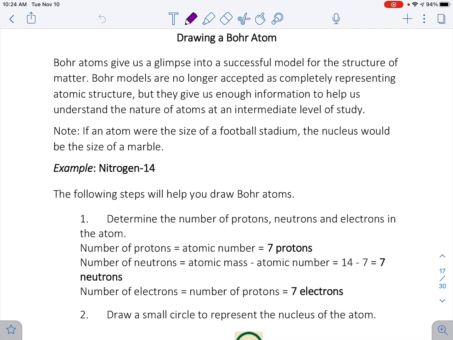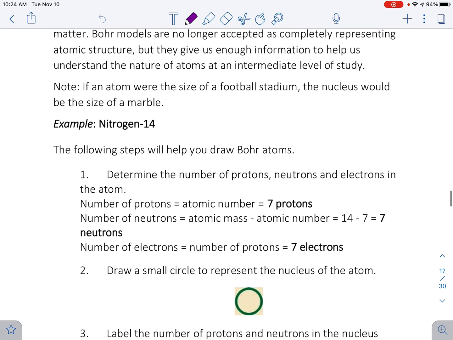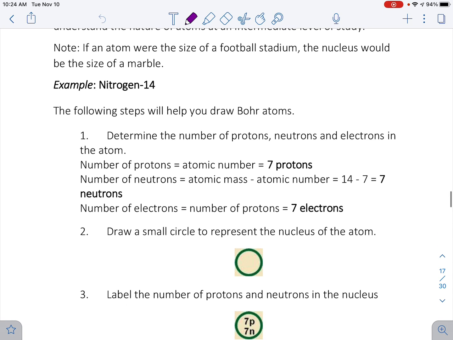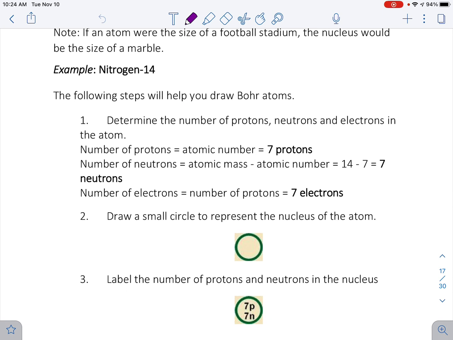So when we draw these models, one of the problems with this model is that we draw it for clarity's sake. And in drawing it for clarity's sake, I'm not going to draw it as big as a football stadium, so the scale is going to be a little bit off.